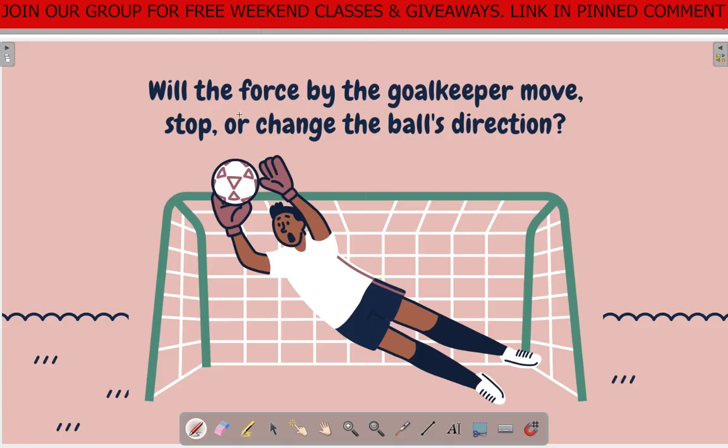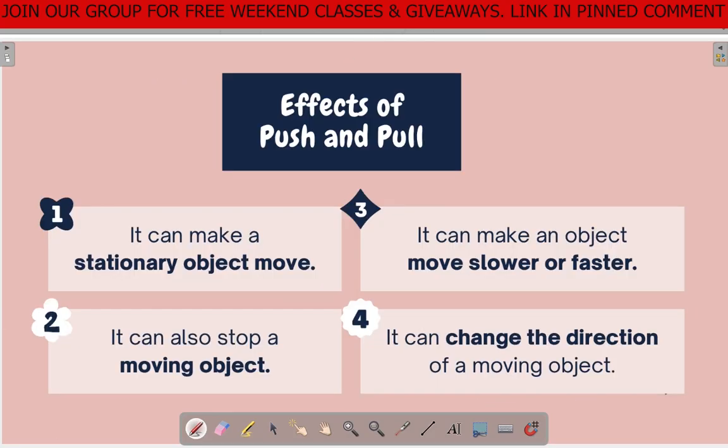Then force has certain potential. So what can a force do? It can alter the state of motion of an object, right? So there are different things that force can do, basically four things. So the first thing is it can make a stationary object move. So if you have a stationary ball, right, if you kick that ball, it will start to move. So this is one of the effects of force. It can also stop a moving object. So if you have a moving ball, you can stop it, or say if someone throws a ball at you, you can just grab it. Right, so this is an example of how you can use force to stop a moving object.